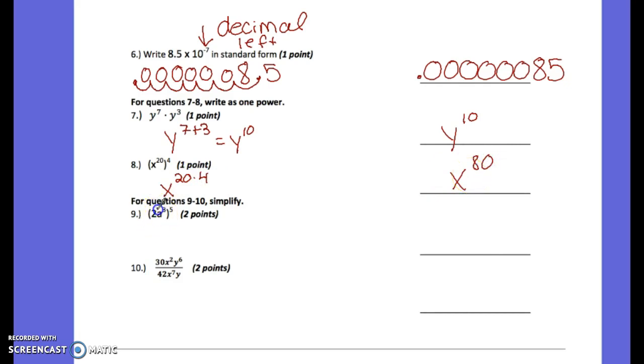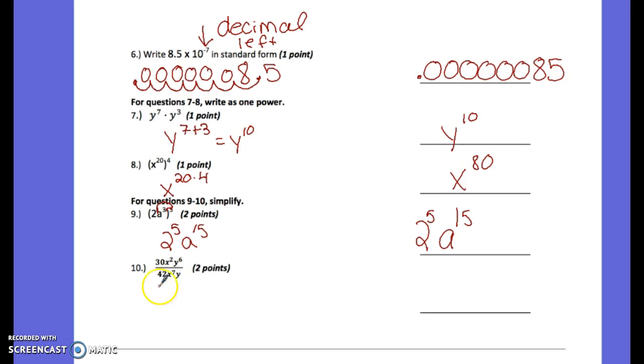This one, don't forget, 2 has an exponent of 1. So you have to distribute the 5 to both exponents. So you get 2 to the 5th, a to the 15th. And since your exponent is not less than or equal to 4, you can keep it as 2 to the 5th, a to the 15th.